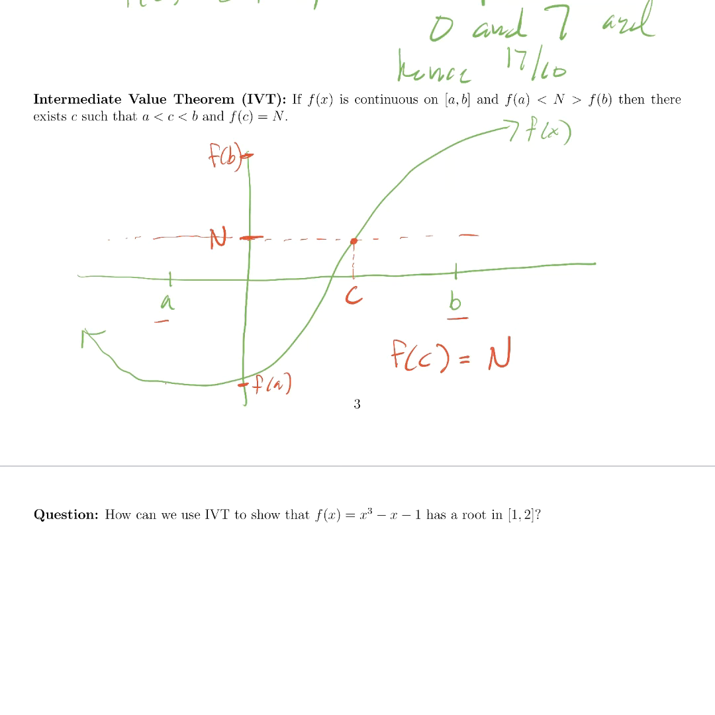I'm not going to prove this one for you. I may prove slightly fewer things this quarter than normal. This one we'll just illustrate with this picture. Okay, the question is though, how can we put that intermediate value theorem into practice?